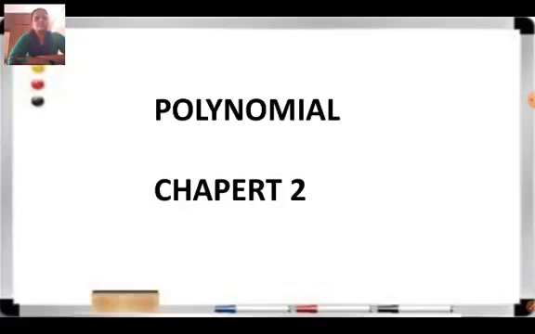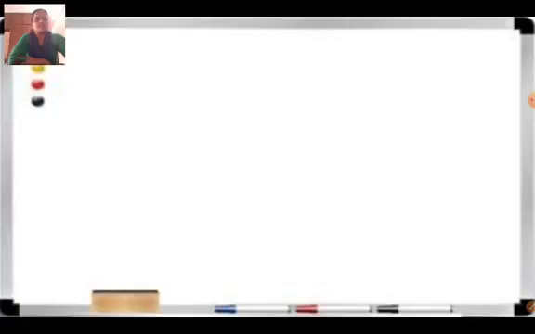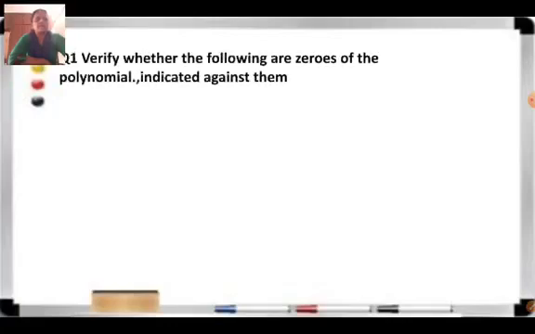In the last session we have seen exercise 2.1. Today we will continue with exercise 2.2. Let us see the new concept regarding polynomials. Here we will find the zeros of a polynomial. Verify whether the following are zeros of a polynomial or not.